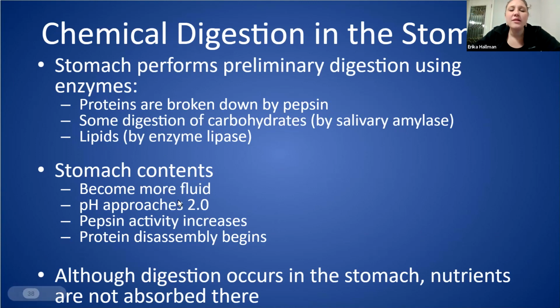The stomach contents itself becomes more and more fluid the longer it's in the stomach. The pH is going to decrease and approaches 2. So on average, your pH in your stomach is about a 2. And as it does, that pepsin activity would increase and protein would start to be broken down and catabolized.